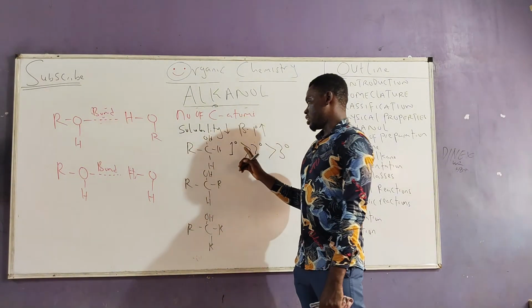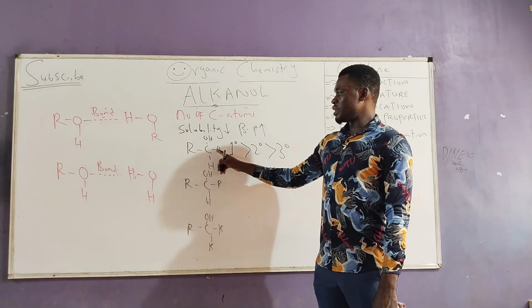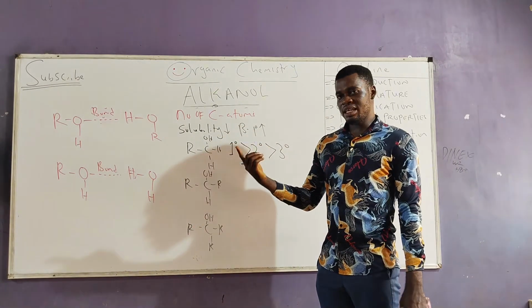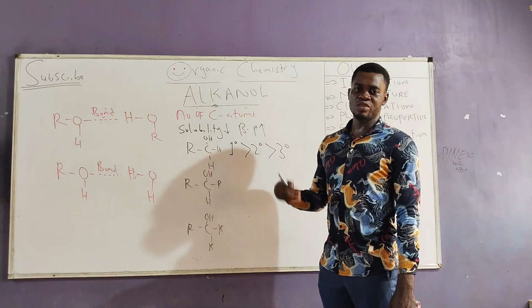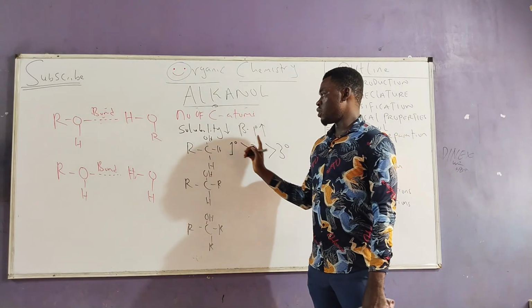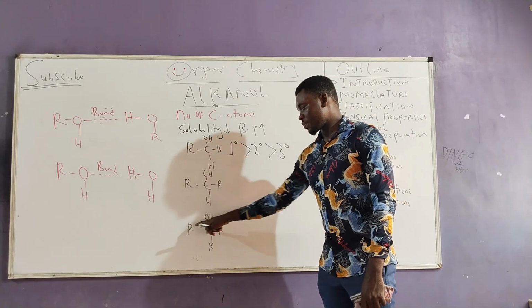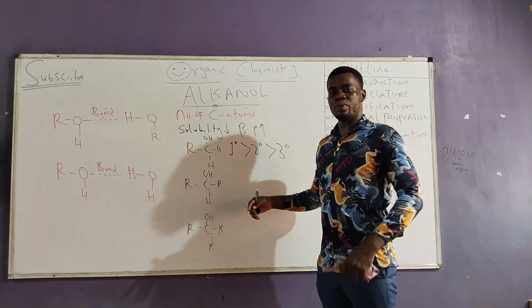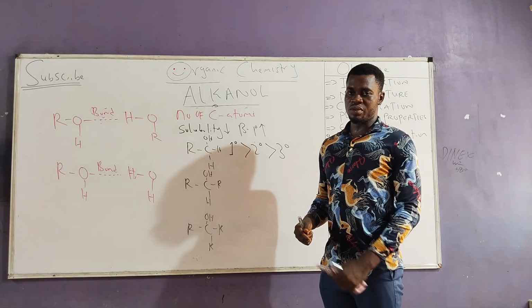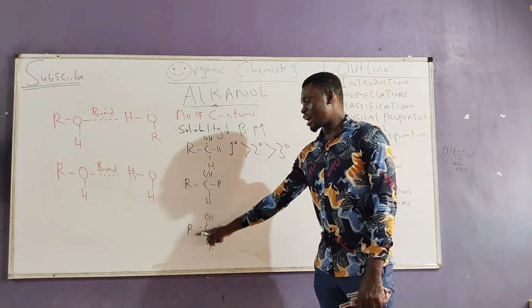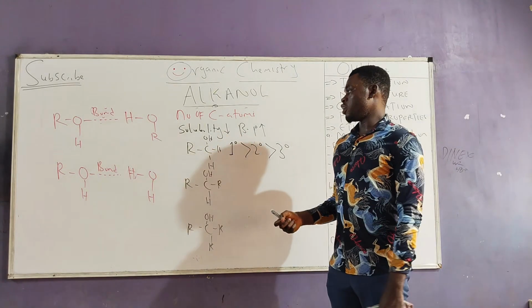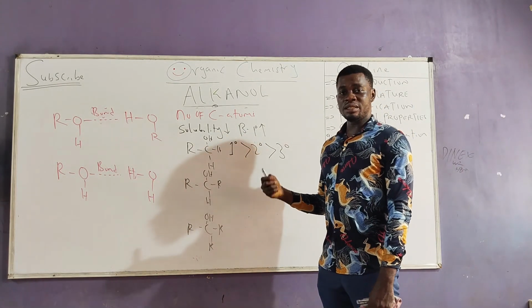For primary, the OH group is at the end or at the beginning, so it can easily interact with other molecules to form hydrogen bonds, making it more soluble and giving it a higher boiling point. But for tertiary, the three alkyl groups tend to block the ability to form hydrogen bonds. So because of that, tertiary alkanols tend to be least soluble. Also, they tend to have a lower boiling point.